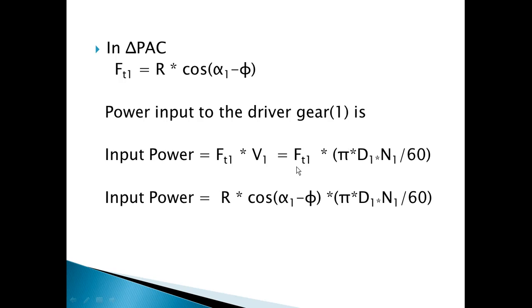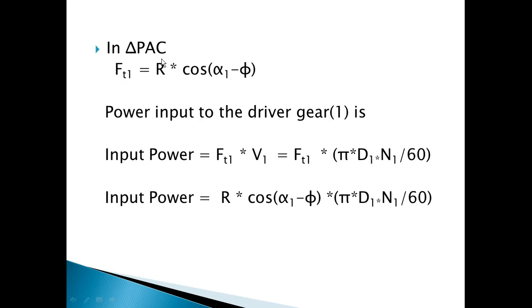So FT1, tangential force, into pi d n by 60. Once again I can replace the tangential force in terms of the resultant, R into cos of alpha 1 minus phi. So over here input power is equal to R into cos of alpha 1 minus phi into pi d n by 60. This is for input power.